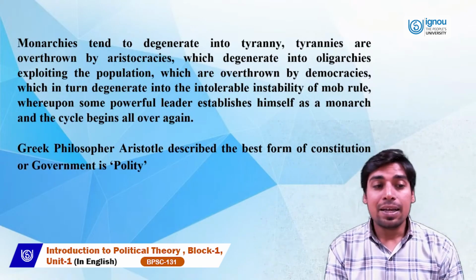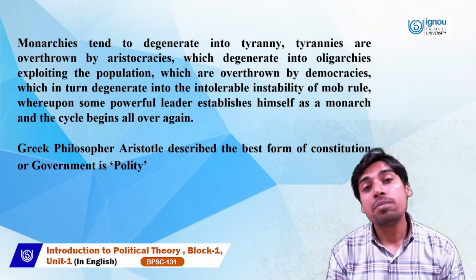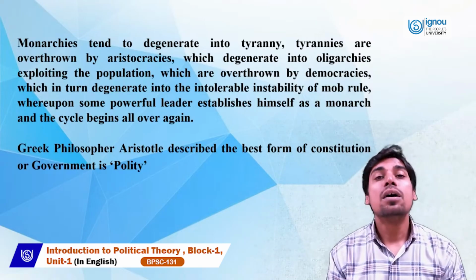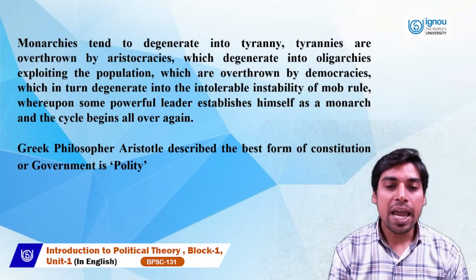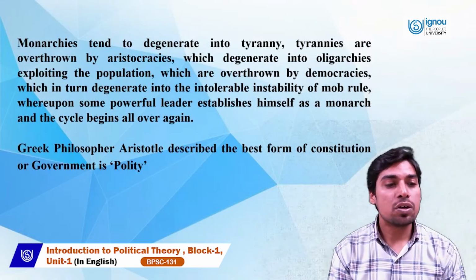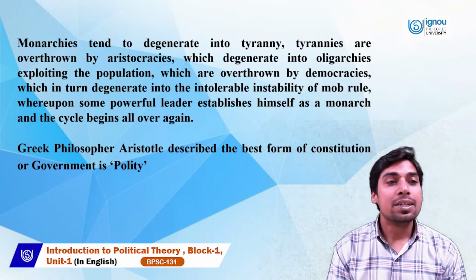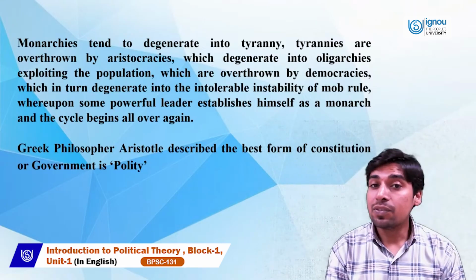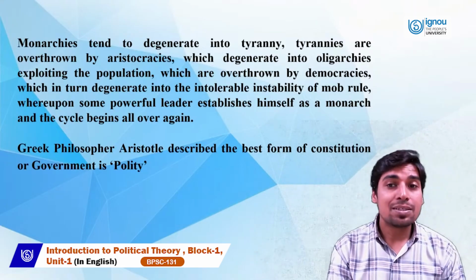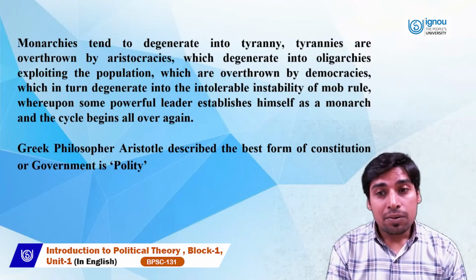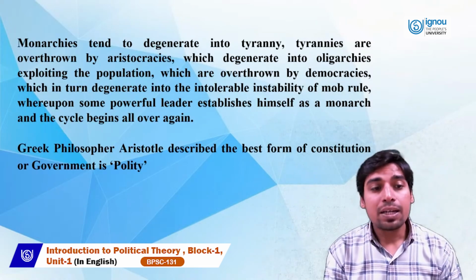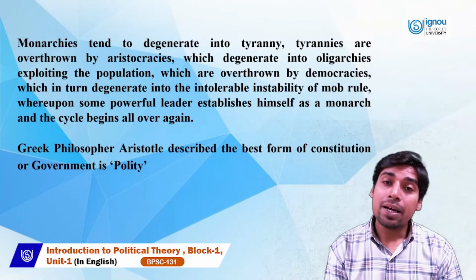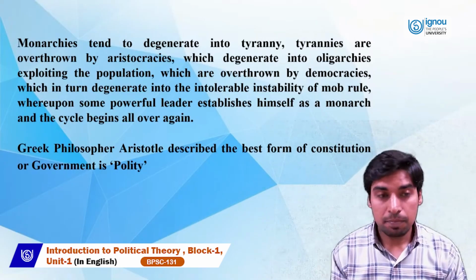The famous Greek philosopher Aristotle we can consider a Western philosopher. Aristotle described the best form of constitution or government as polity. This is the cycle theory of Aristotle. First is monarchy, then tyranny, then aristocracy, then oligarchy, then democracy. After that, we come to polity. Polity is a major concept given by Aristotle.